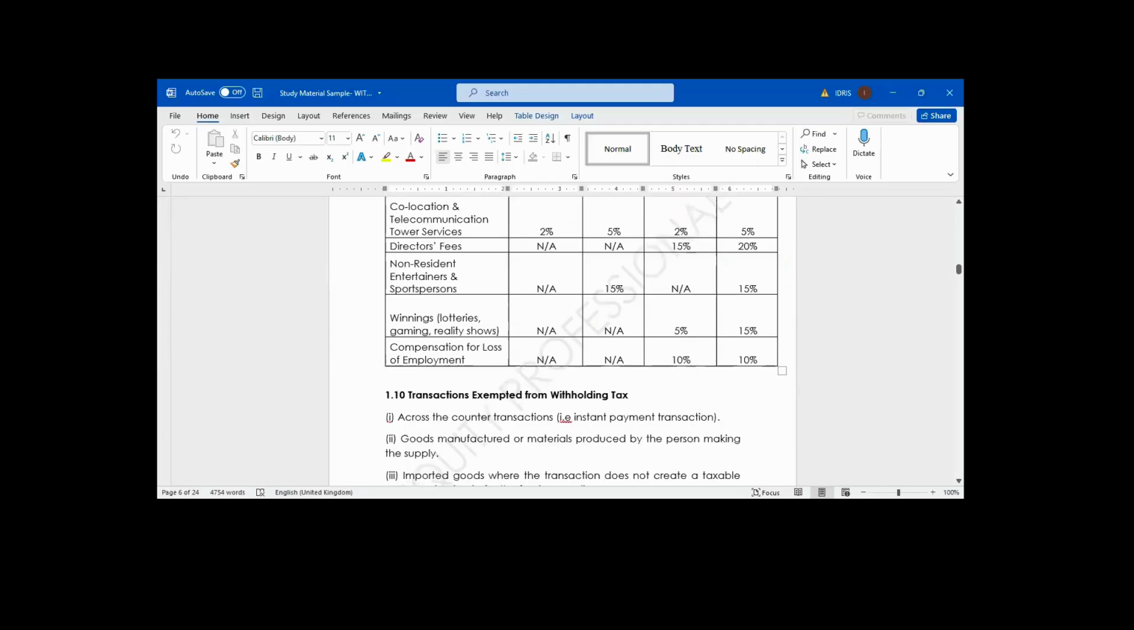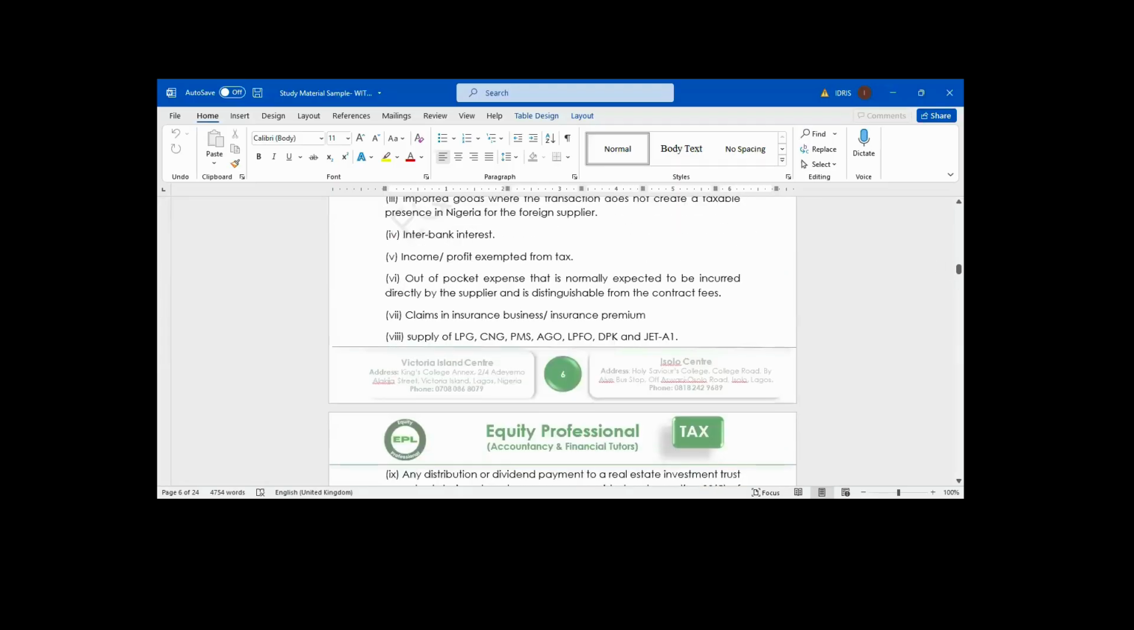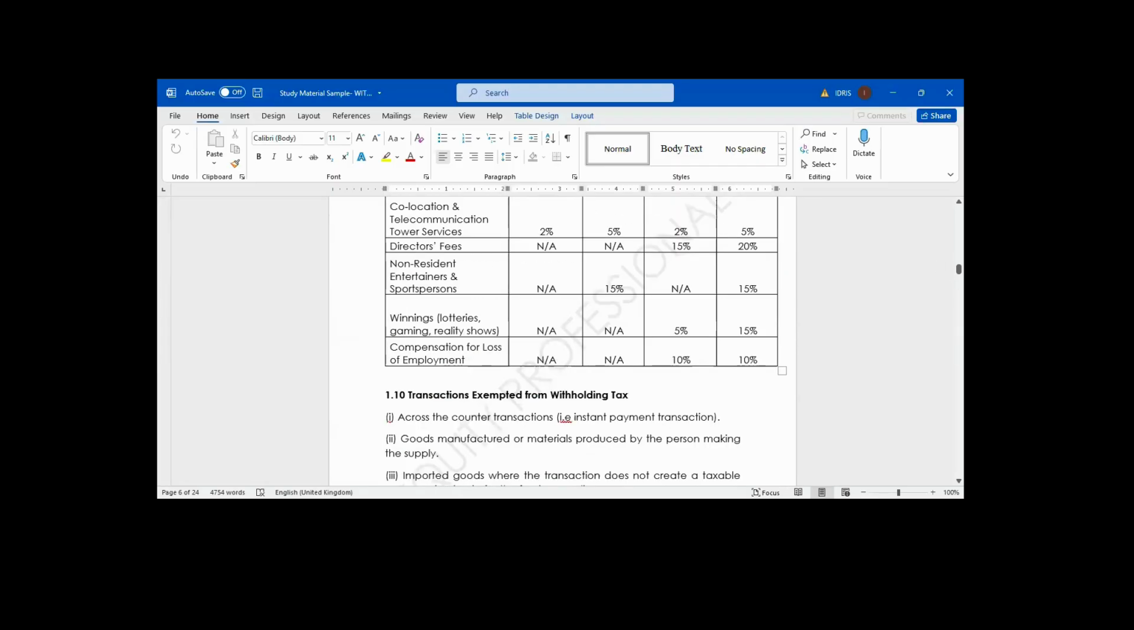So contract supply is different from direct purchases. I did not give SPAR a contract to supply me laptop. I just went to the counter. I want to buy 50 laptops. If they calculate my money, I cannot say I want to deduct withholding tax. No, that one is direct purchase or across the counter transaction. It's exempted from withholding tax.